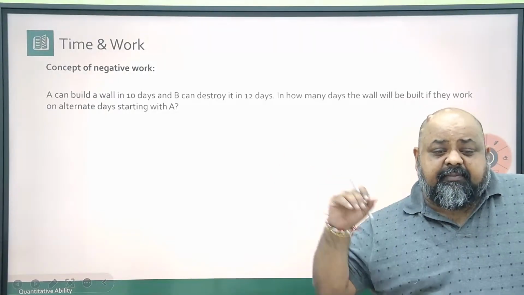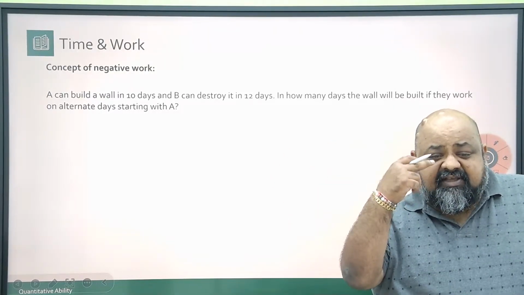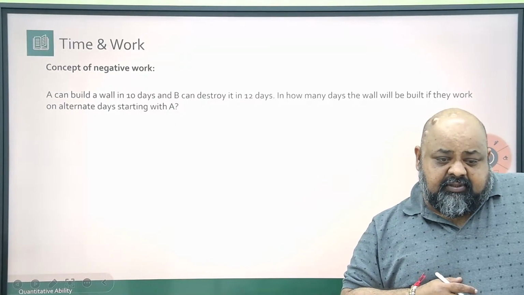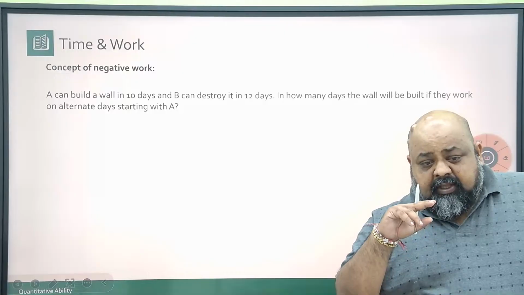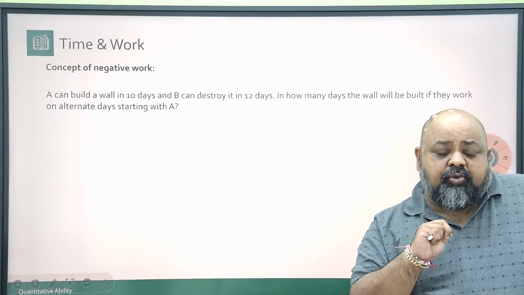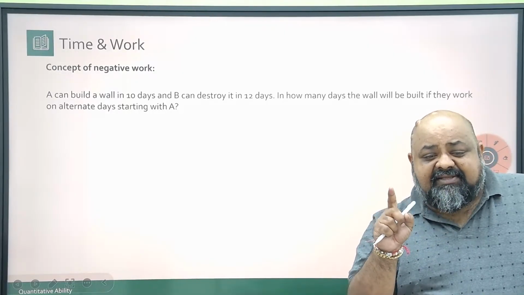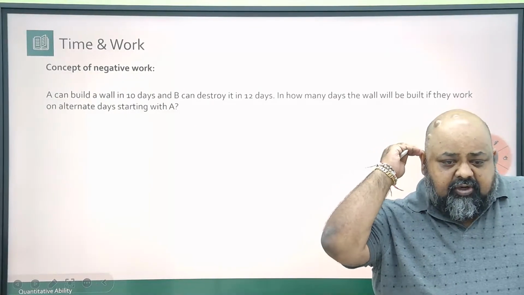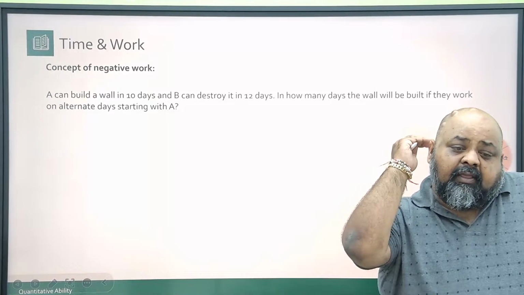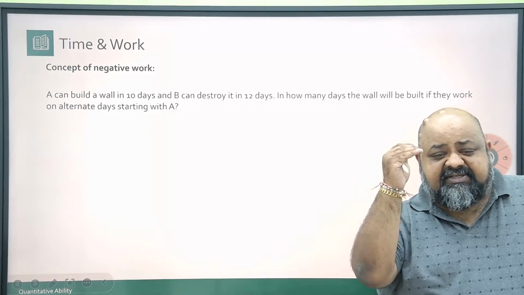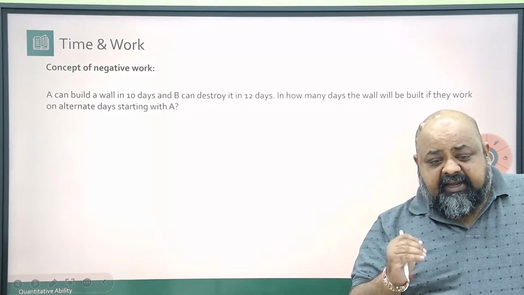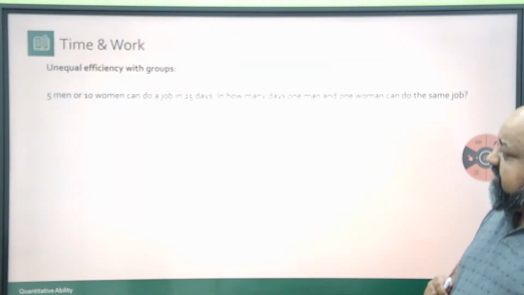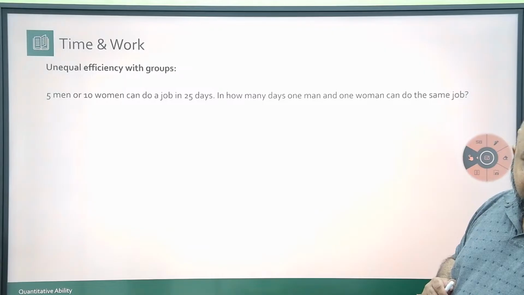5 men, 4 women. Now the men among themselves will have the same efficiency. Men and women amongst themselves will have different efficiency. So groups are working. When groups are working, again there can be 2 cases. Either there is a comparison or the groups are working together, right? So today we talked about unequal efficiency, where we similarly did pipes and cisterns, alternate work, negative work. Now combining the groups with unequal efficiency, 2 types of questions: comparison and working together.